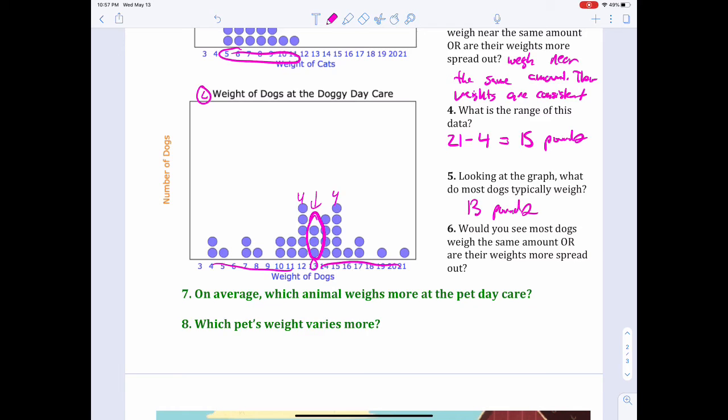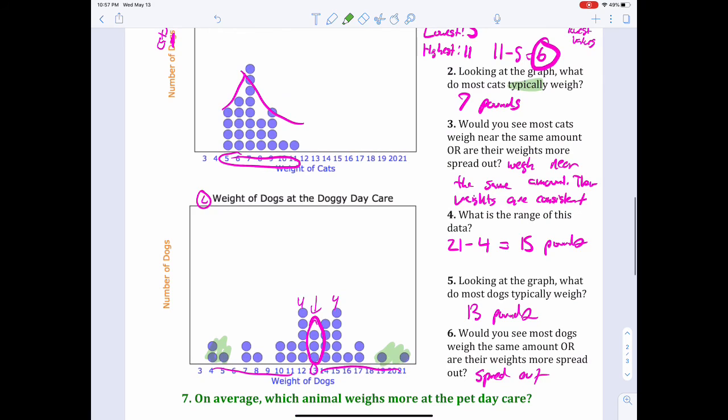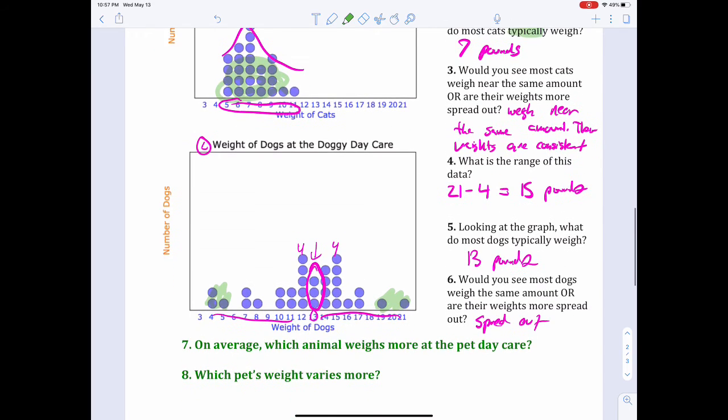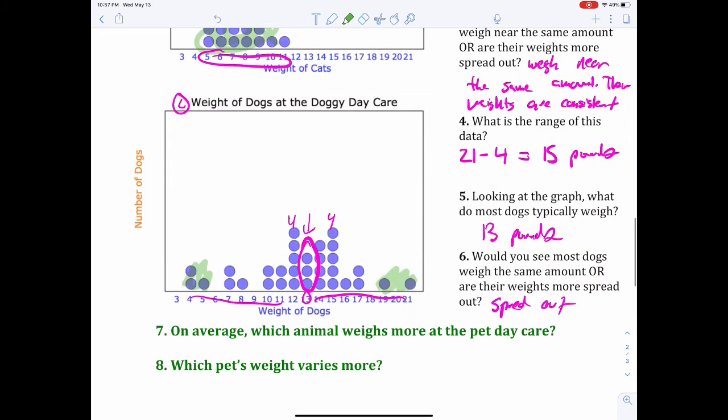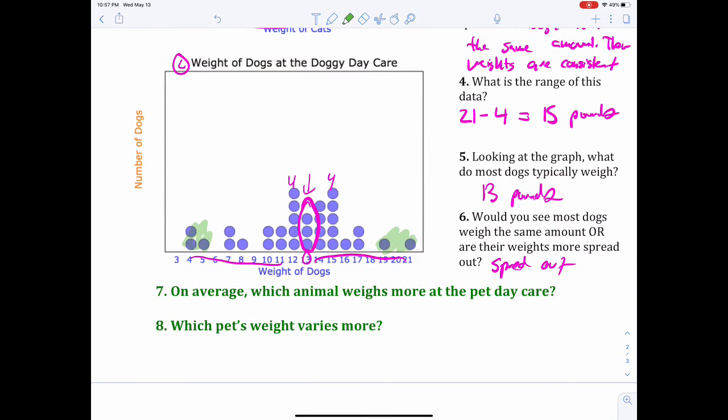Number 6, would you say most dogs weigh the same amount, or are their weights more spread out? I would say they're kind of spread out. You got some at the upper end up here, but then you got some at the lower end. And the cats, they're really just all kind of clumped together here. The limited variance, they're consistent weights, as opposed to the dogs, which are spread out.